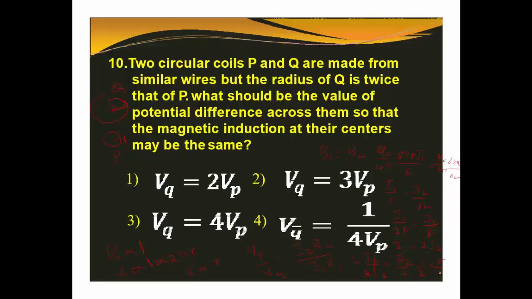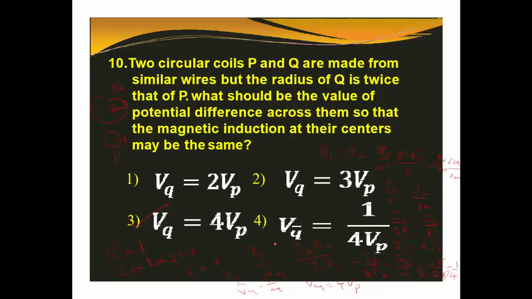R1 means the Q coil has radius 2R. So again R cancels, and the ratio becomes 1 by 4. What is the LHS? Vp by Vq equals 1 by 4. So what should be the answer? Vq equals 4 Vp. Vq will become 4 Vp. That is the third option. So the correct option is the third one. Okay, let us continue with the next questions.